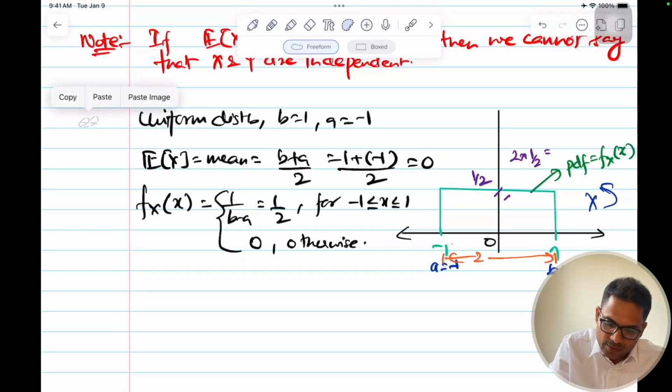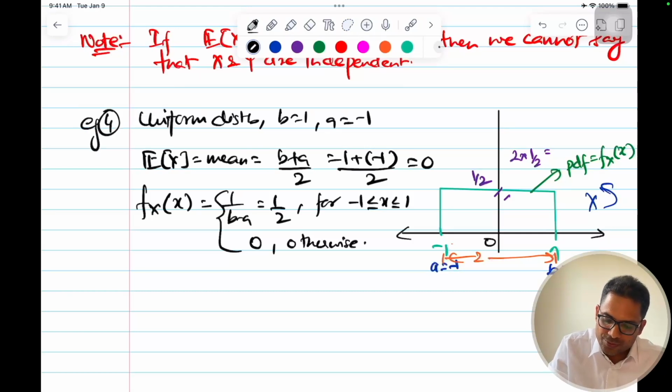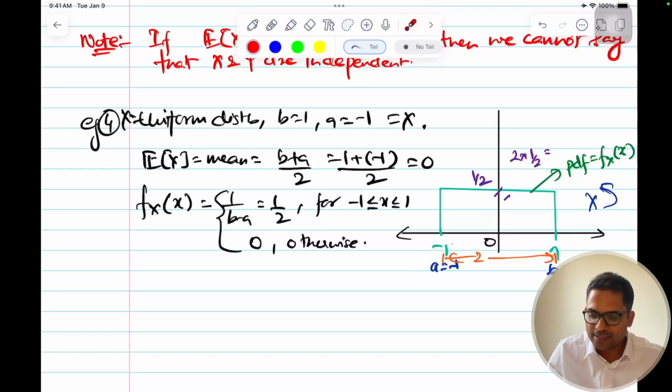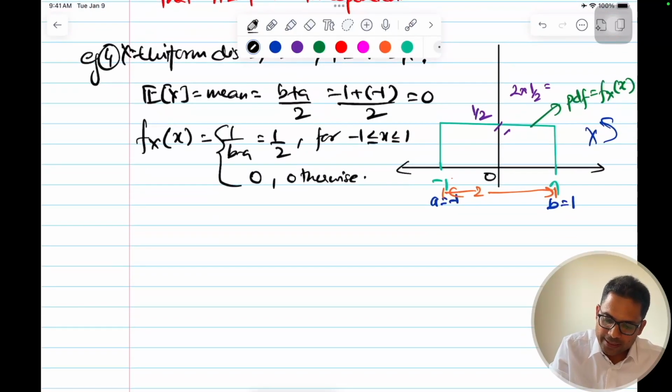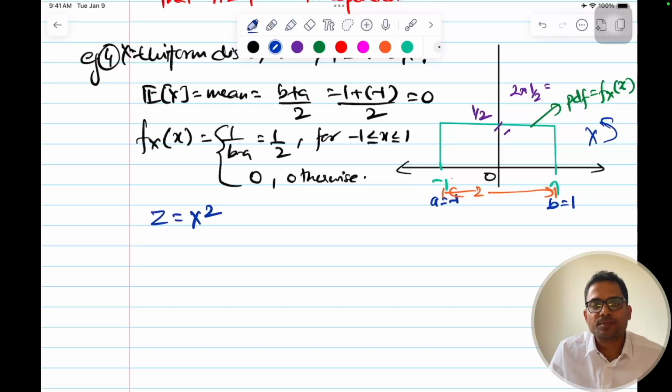If for example, this is how my x is defined. My x is a uniform random variable defined from -1 to 1, whose expected value is 0. And now I define another variable z that is equal to, say, x square.